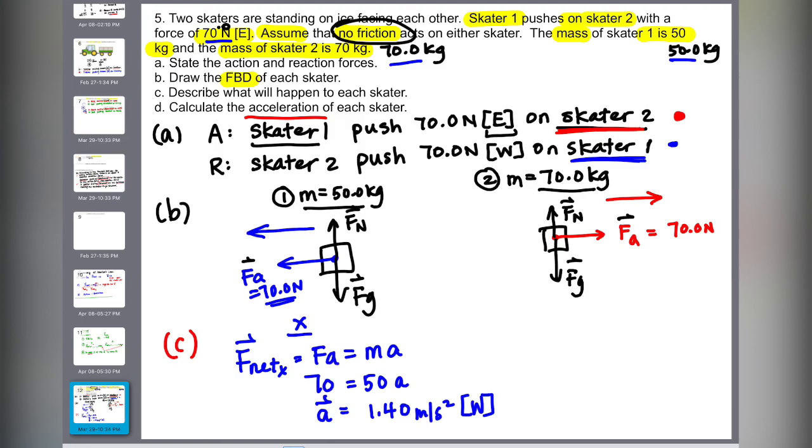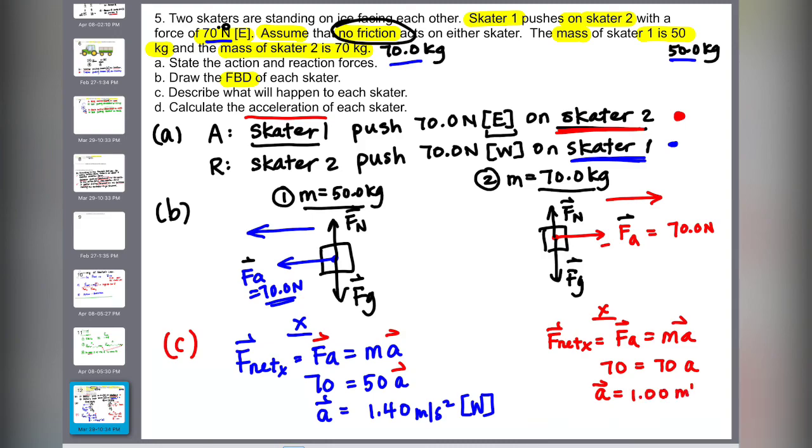For the other part, for part 2. Along X for part 2, I have one force in total. So F net X is equal to FA equals MA. And net force is 70. The mass is also 70. So A worked out to be 1, because I need 3 sig digs, 1.00 meters per second squared. And the direction in this case is going towards the east.